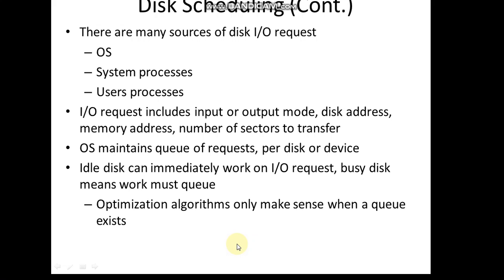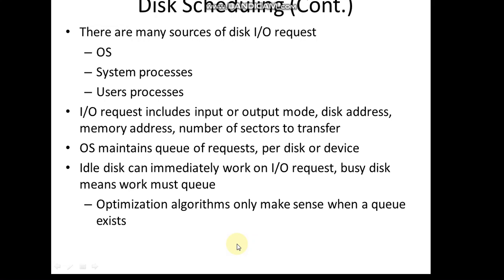scheduling basics. There are many sources of disk I/O requests, like the OS, the system process, and the user process. An I/O request is first sent to the OS. It may be input mode or output mode, that is, you'd like to read or write on a particular location of the disk. For that you need to specify the disk address, memory address and number of sectors you'd like to transfer. The OS maintains a queue of such requests per disk or per device.